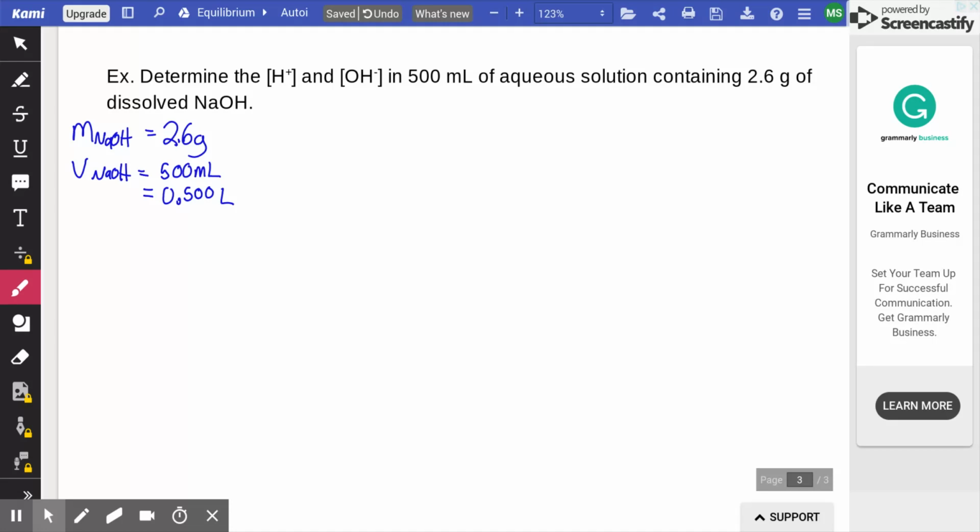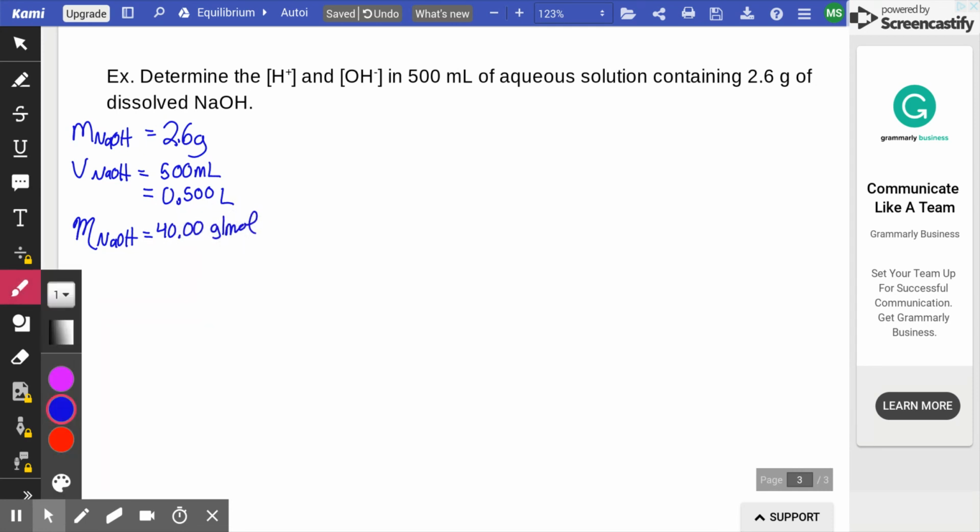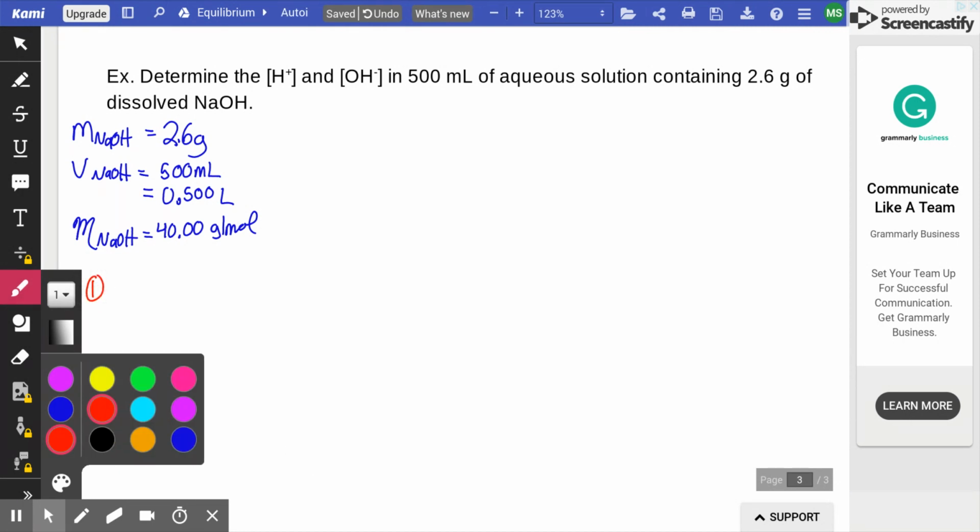Finally, the last piece of information that you probably forgot you have is your molar mass. We actually are going to need our molar mass today because we have to calculate the concentration of our sodium hydroxide. Using your periodic table, your molar mass of sodium hydroxide is 40.00 grams per mole. So the first step for this problem is to calculate the concentration of sodium hydroxide.